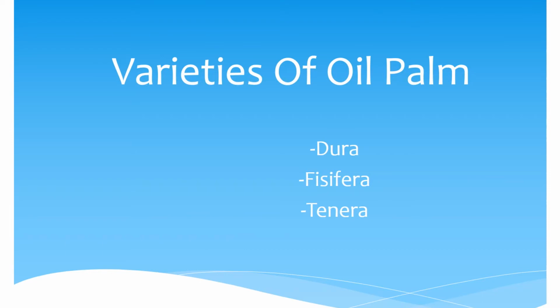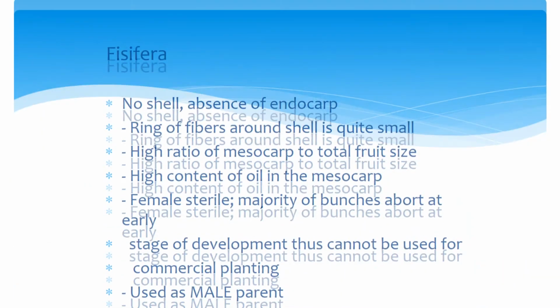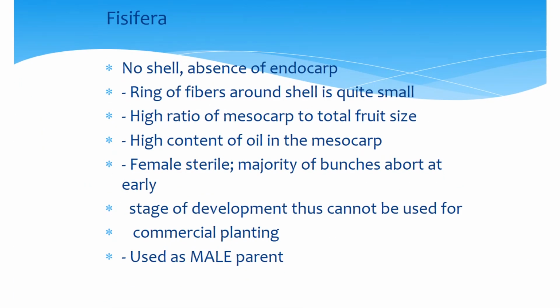Okay, first, the variety of oil palm is Pisifera. Pisifera has no shell, absence of endocarp. The ring of fibers around the shell is quite small. High ratio of mesocarp to total fruit size. High content of oil in the mesocarp. Used as a male parent.